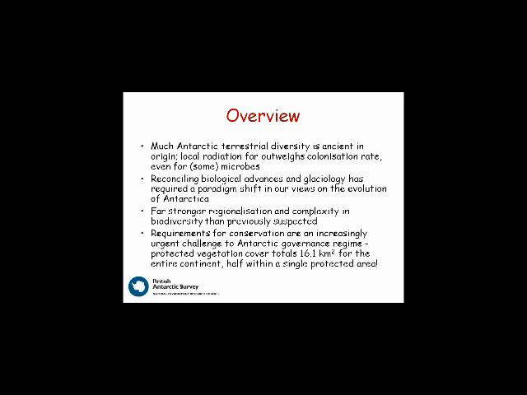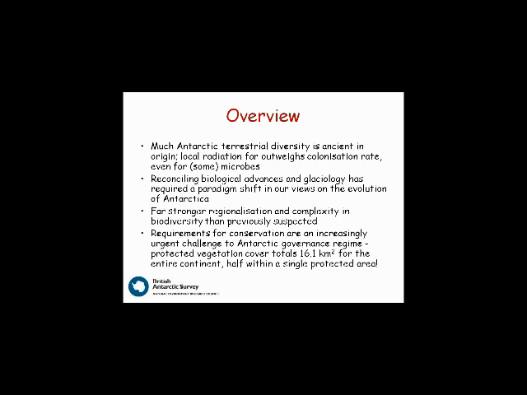My final slide, to give you an overview of what I've been talking about. Our current paradigm, our current understanding, is that much Antarctic terrestrial diversity is ancient in origin. And that basically means it's been there a long time, it's radiated in evolutionary terms where it is now rather than colonizing, and that local radiation rate far outweighs the colonization rate, even for microbial groups, which comes as quite a surprise. Plainly, if we have life on land, land needs to be there for the life to live on, and that means there is a new impetus to linking between biology and glaciology to understand the distribution of ice and the distribution of life on the Antarctic.